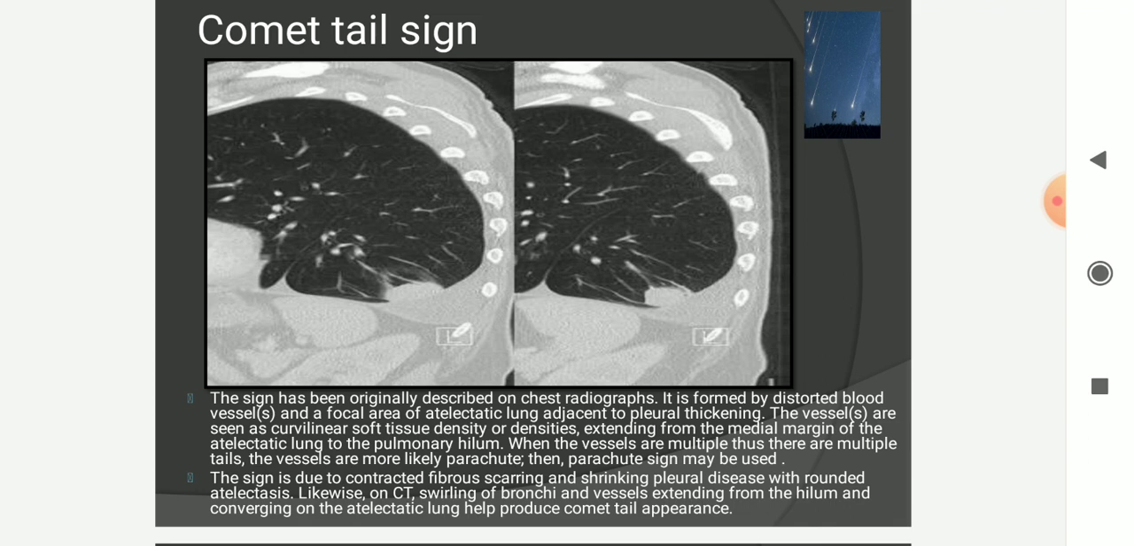When the vessels are multiple, thus there are multiple tails, the vessels are more likely comparative than comparative sign may be used. The sign is due to the contracted fibrosis, scarring, and shrinking pleural diseases with rounded atelectasis. Likewise, on CT scan, swelling of bronchi and the vessels extending from the hilum and converging on the atelectatic lung help produce comet tail appearance. So it is some sort of atelectasis.